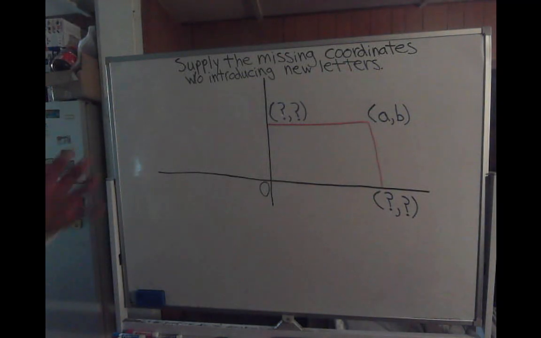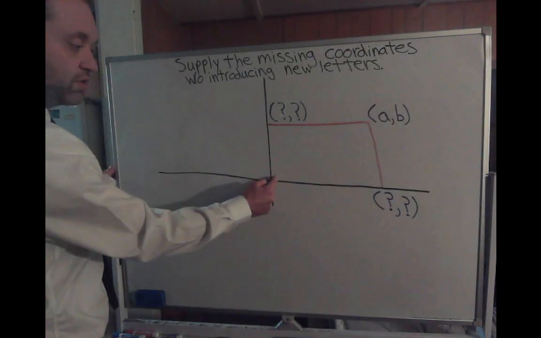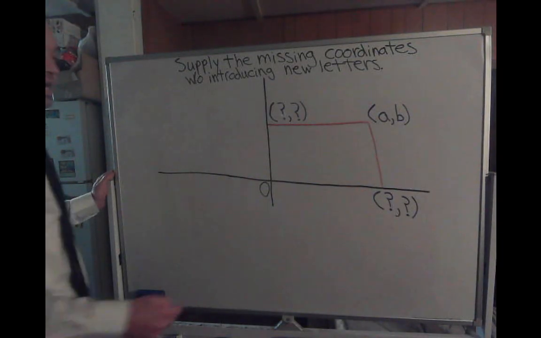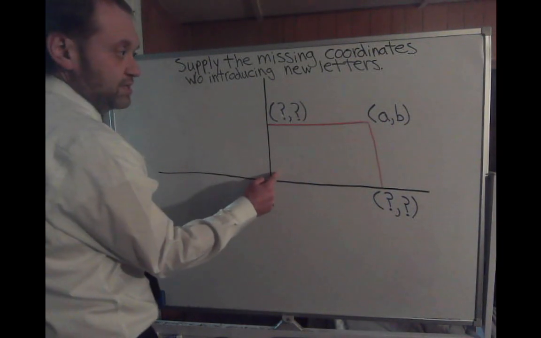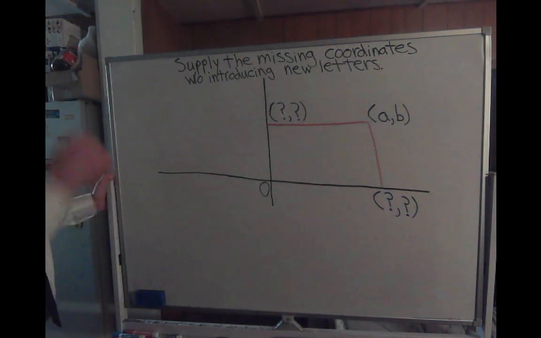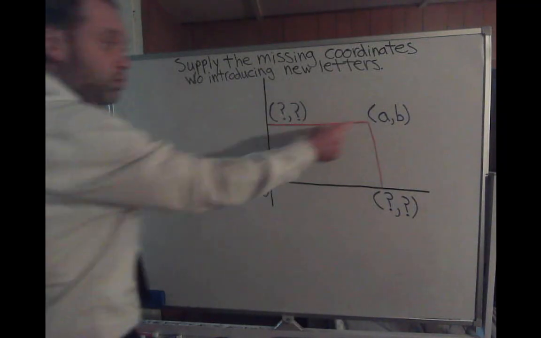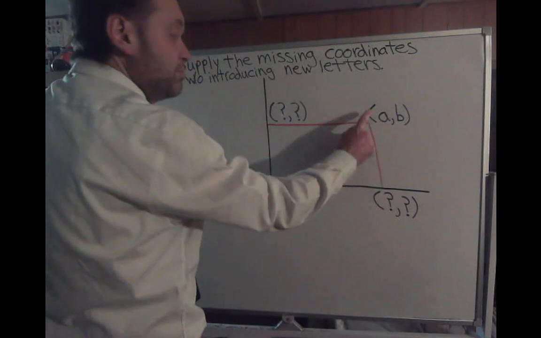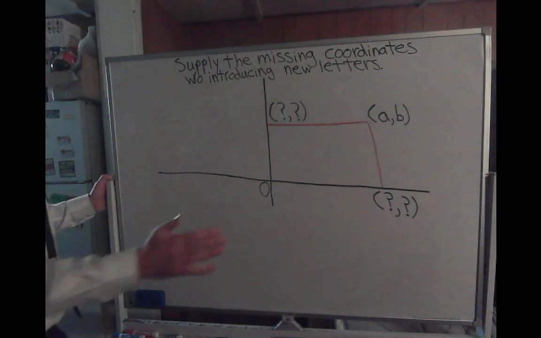But we have a rectangle. Of course, the coordinate of this vertex of the rectangle is 0, 0, in the bottom left corner. In the top right, the coordinate is A, B. That means that this coordinate here, A, B, is over A units and then up B units from the origin, right?